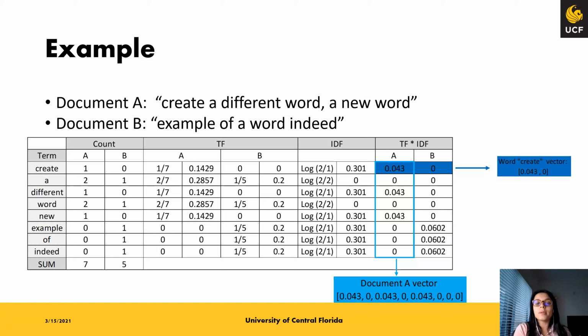So the term frequency will be 1 divided by 7. And for document B, that will be 0 because the word create does not appear at all. And then we will calculate the IDF. That's the log of the total number of documents that we have, that's 2, and how many documents that word appears in. So create only appears in document A, so we have the log of 2 divided by 1.